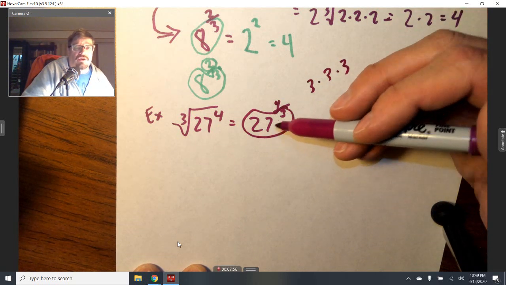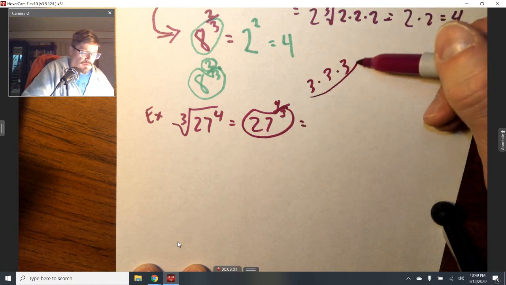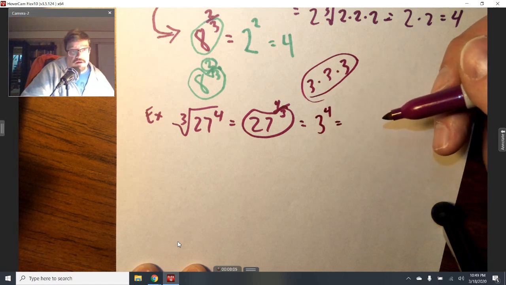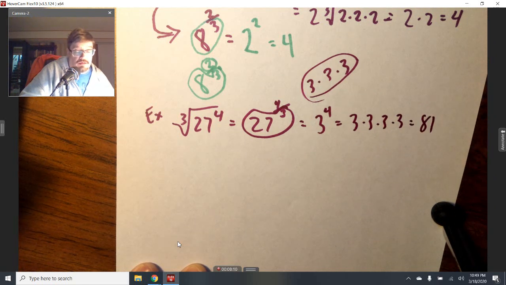So if I took the third root of 27, that would be 3. That's a triple. And then I will raise 3 to the 4th power, which is 3 times 3 times 3 times 3, which is 81.